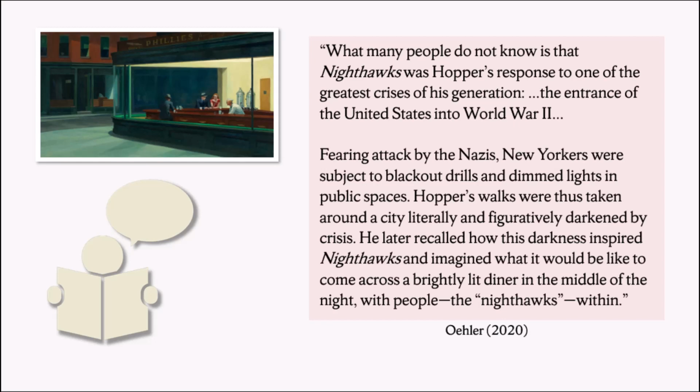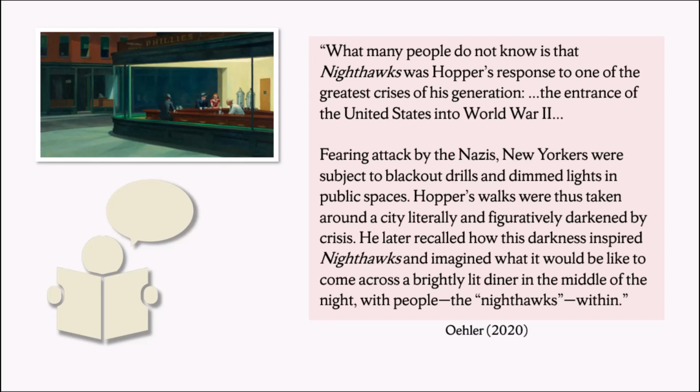Fearing attack by the Nazis, New Yorkers were subject to blackout drills and dimmed lights in public spaces. Hopper's walks were thus taken around a city literally and figuratively darkened by crisis. He later recalled how this darkness inspired Nighthawks and imagined what it would be like to come across a brightly lit diner in the middle of the night with people, the Nighthawks, within. Then I can pause and try to paraphrase the information. I think this means that because of the war, New York City had to prepare for an attack. So there were blackouts, times when there was limited electricity, when almost everything was dark. In the painting, Hopper was showing what a restaurant might look like during this dark and stressful time.